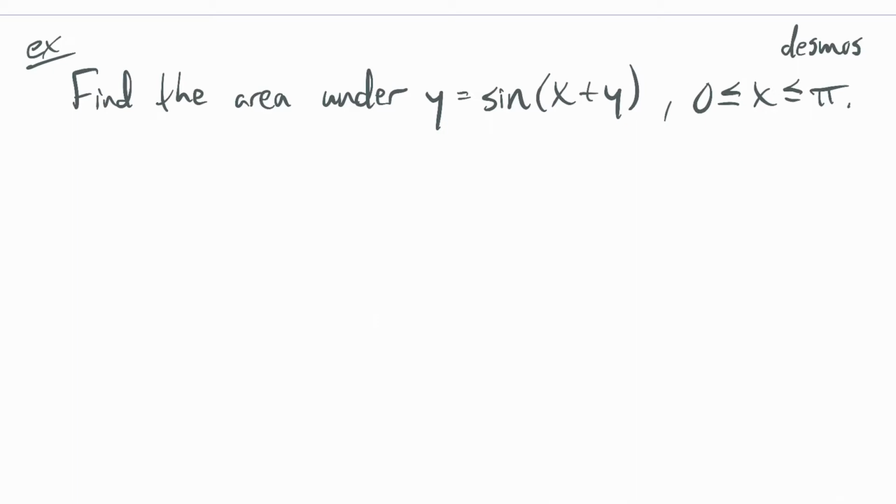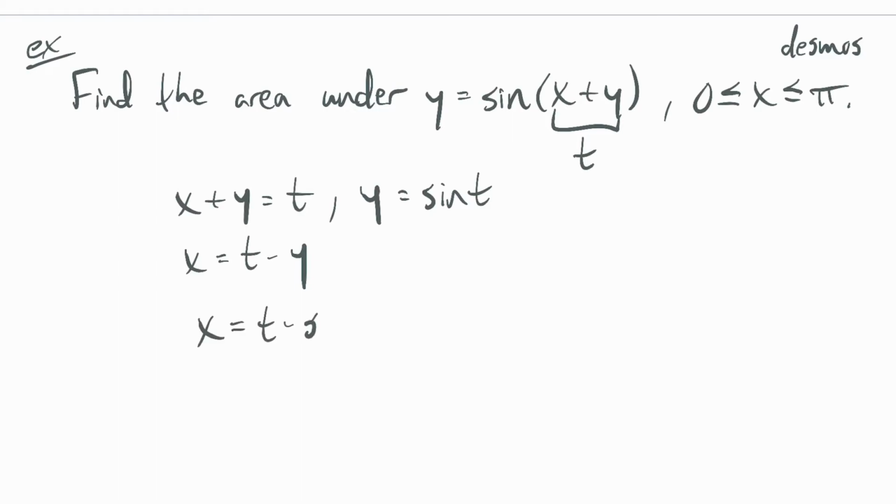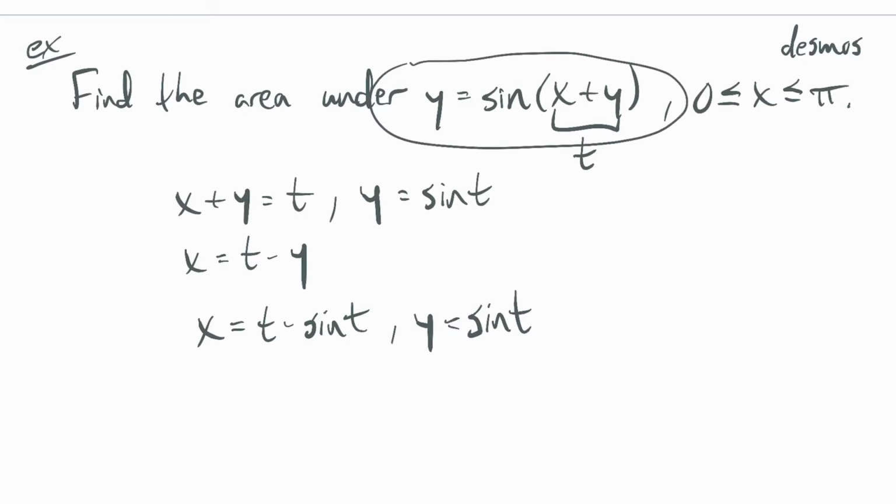So for this one, what you have to do is the following. I'm going to say that t is this whole inside part. Okay, so x plus y equals t, and y equals sine of t. All right, so here I can subtract y on both sides. X equals t minus y, but y is sine of t. So x equals t minus sine of t, and y equals sine of t. So this is a parameterization of this curve, okay?